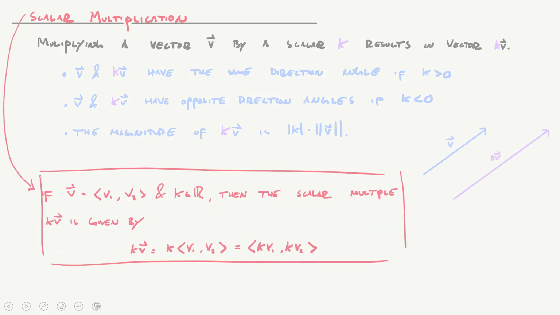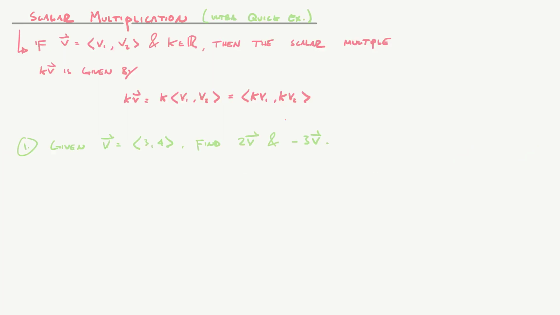So the way scalar multiplication works is if you have a vector with position vector v1, v2, and k is some real number, then the scalar multiple k times vector v is equal to k times the position vector, which is component-wise multiplication. You're just multiplying both of the vector's components by this scalar k. So here's a super quick example. Let's say that we know vector v has position vector 3, 4. Let's find 2 times vector v and negative 3 times vector v.